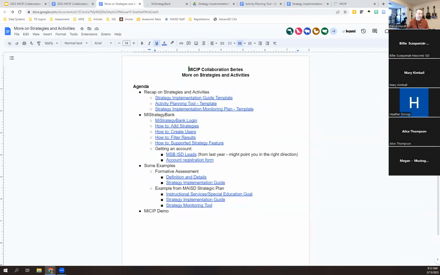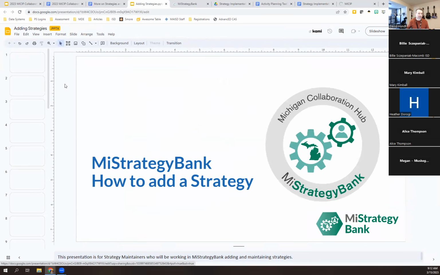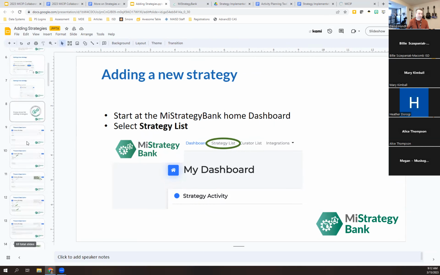And then there's a whole document here that goes through the whole process for adding strategies. It's really long, but it's just because they're going through every single step to talk about what each one of those different boxes means and all that kind of stuff. But this takes you through the entire process for how to add a strategy.